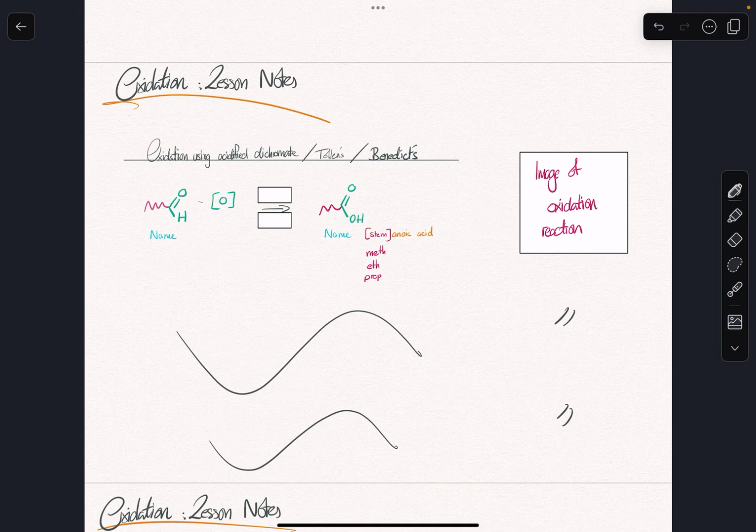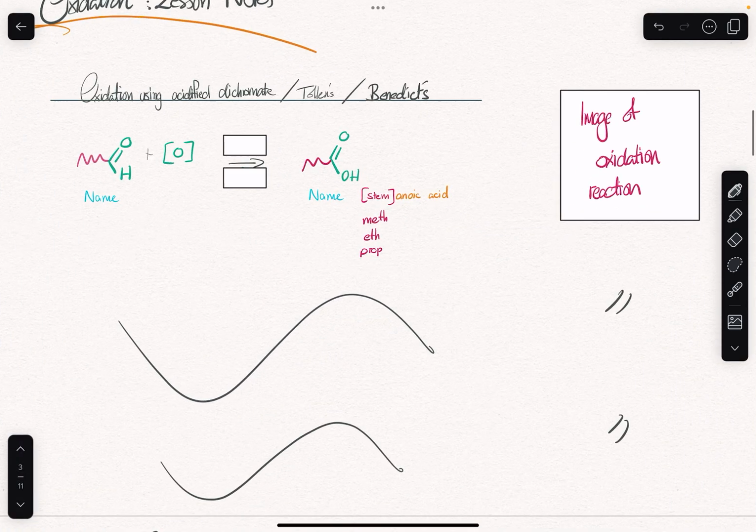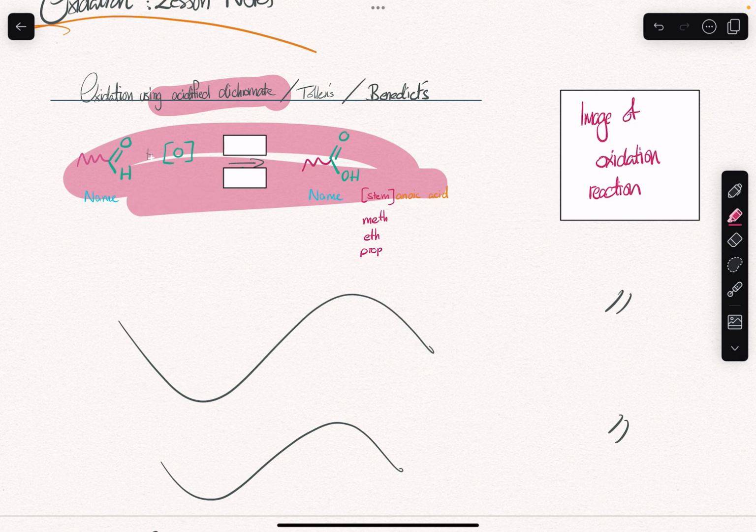I just noticed a small mistake. And then you're going to have the conditions in this box here. You can see here that I've done little squiggly lines. That just means I've got 1 for dichromate, 1 for Tollens, and 1 for Benedict's.